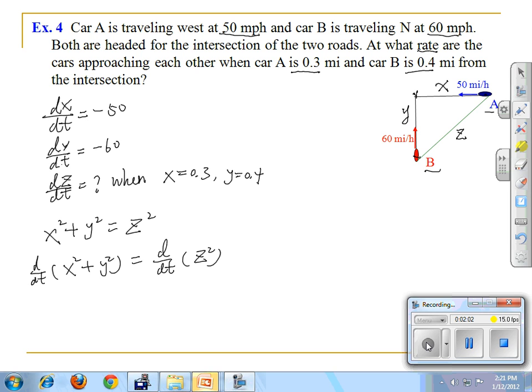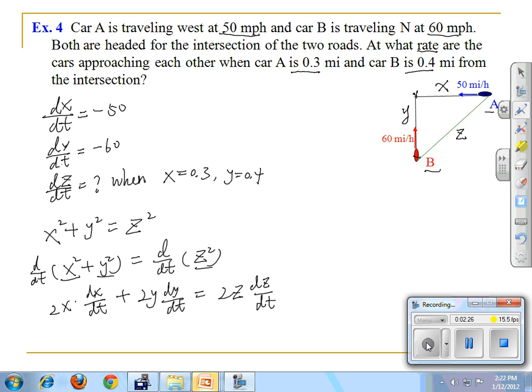So we use the chain rule on every term. The derivative of x squared is 2x times dx over dt. And the derivative of y squared is 2y times dy over dt. And the derivative of z squared is 2z times dz over dt. Chain rule on every term.